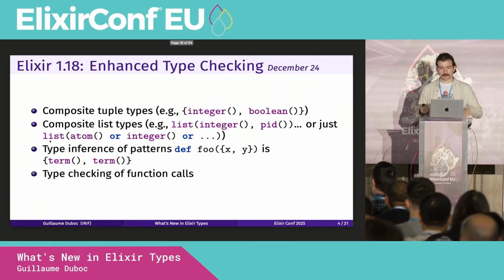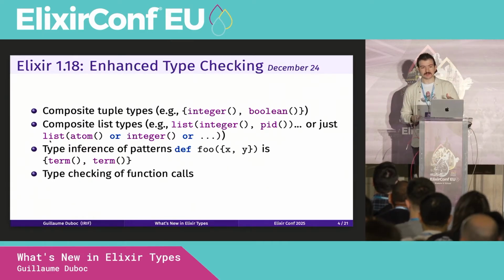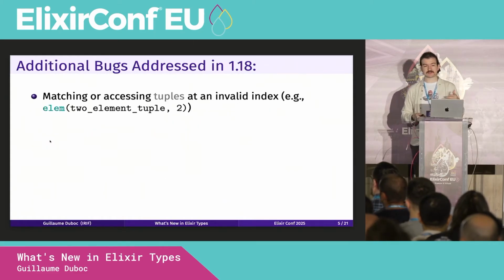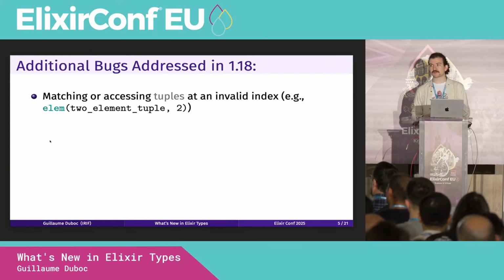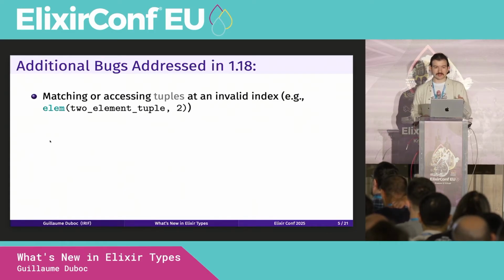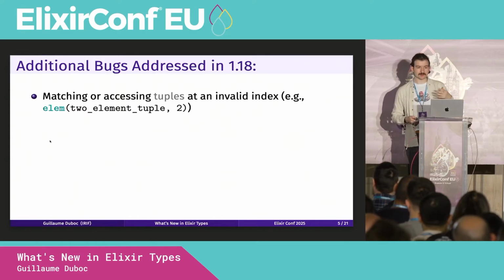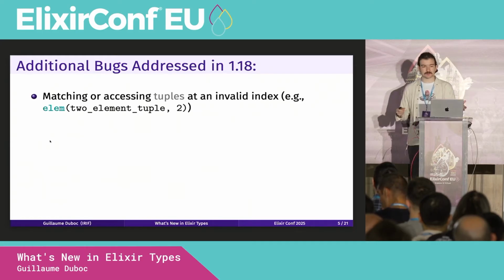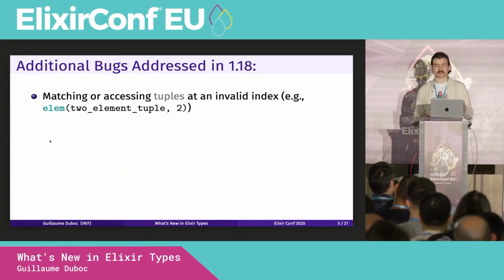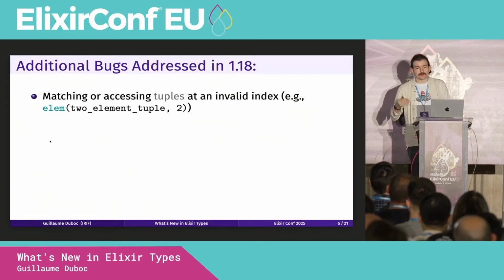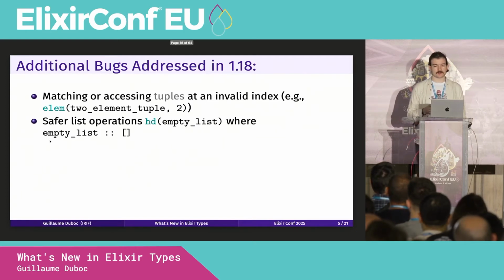So similarly, this allowed us to solve a certain class of bugs. The first class being we have tuples and we represent them precisely. So now we can check when we're doing something that's not going to succeed, such as accessing an index, the third element of a tuple.